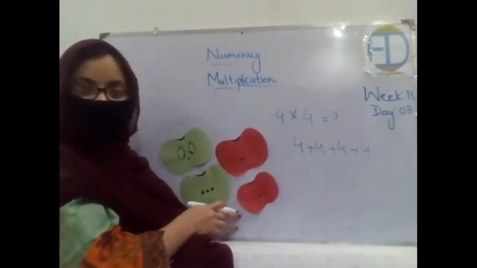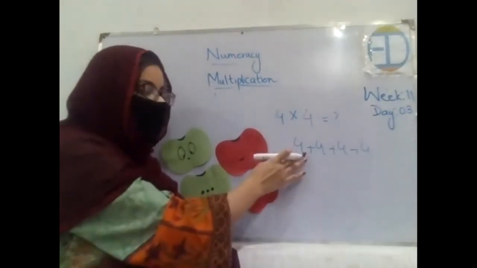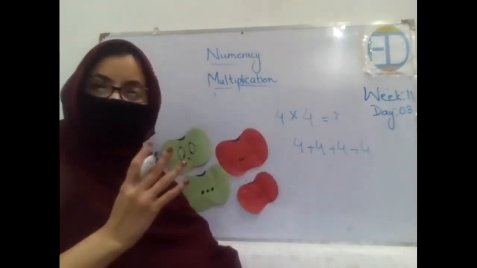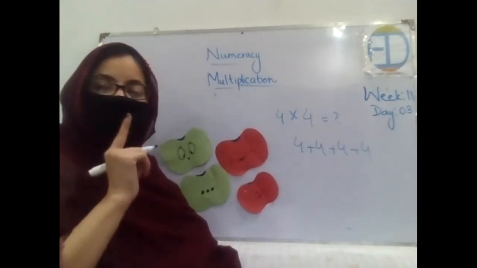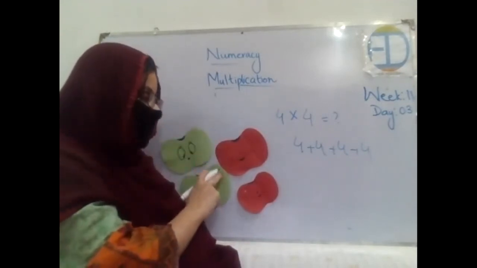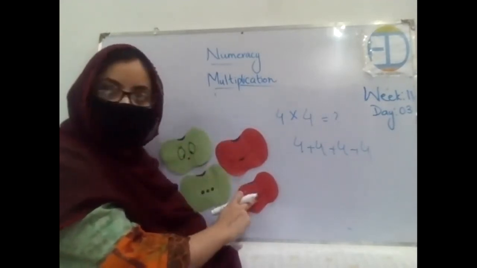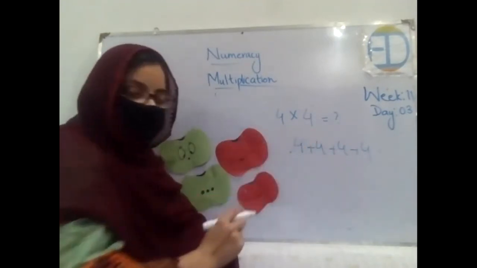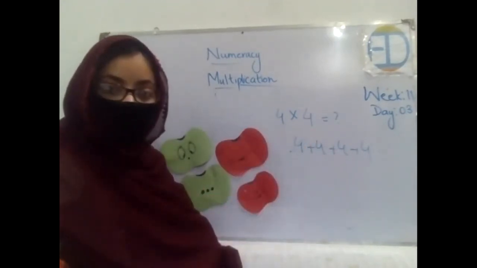Now, over here, I have pasted 4 apples. This means that you are supposed to count these apples how many times? 4 times. So you will start counting from 1. First count them once. 1, 2, 3, 4, and then put a cross on it. So this one is done.